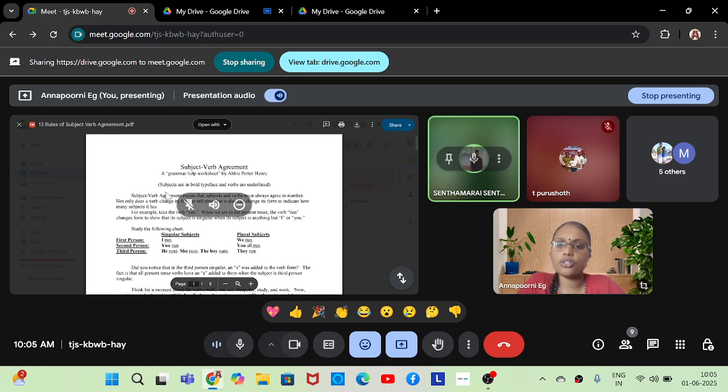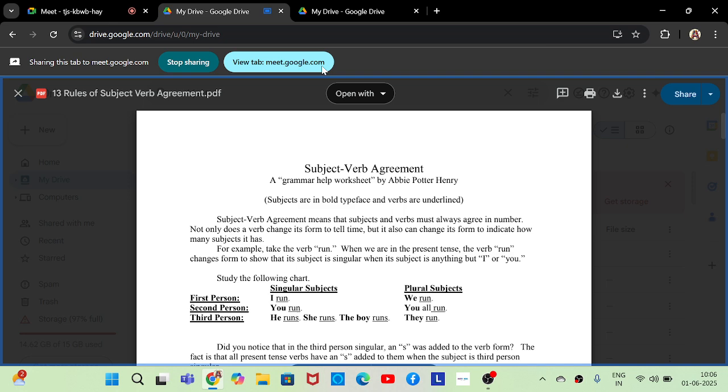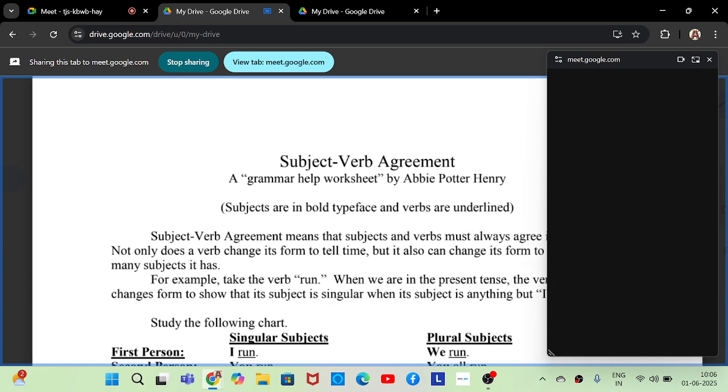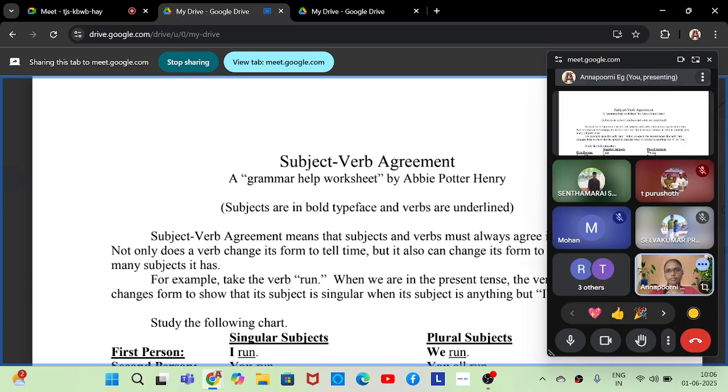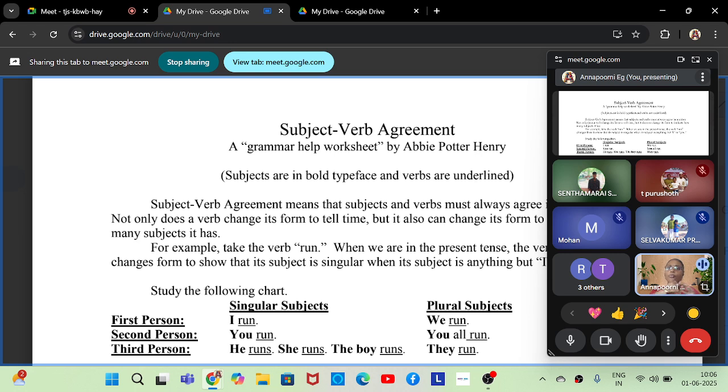So in today's class we are going to learn that subject and verb in a sentence will always have an agreement. What is meant by an agreement? Agreement na oru bond. So there is such an adjustment. It is a bond between subject and verb.